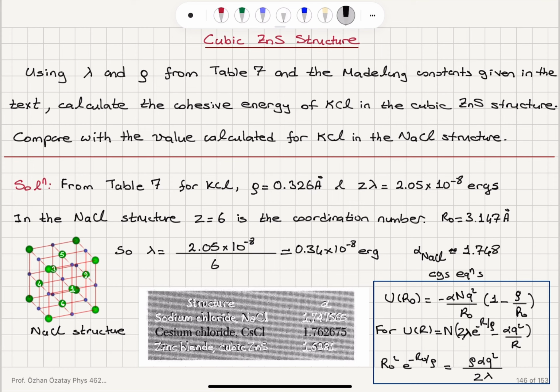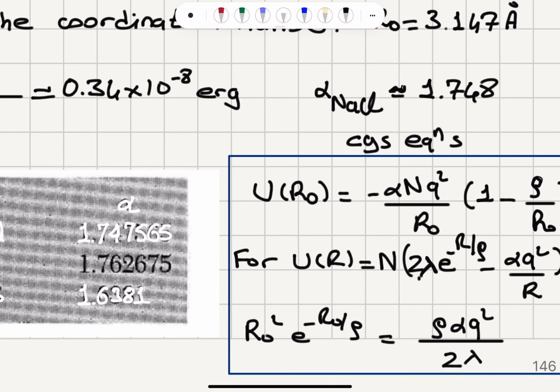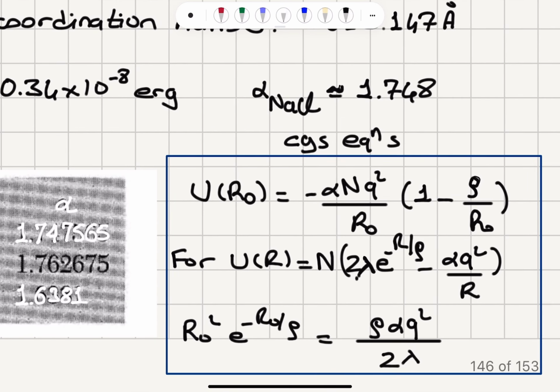1.748. Cohesive energy equations. These are the equations we worked with before. The cohesive energy evaluated at the equilibrium separation is minus alpha capital N Q squared over R0, that's the Madelung energy, times 1 minus rho over R0. The potential energy as a function of R is capital N, Z lambda e to the minus R over rho, minus alpha Q squared over R.